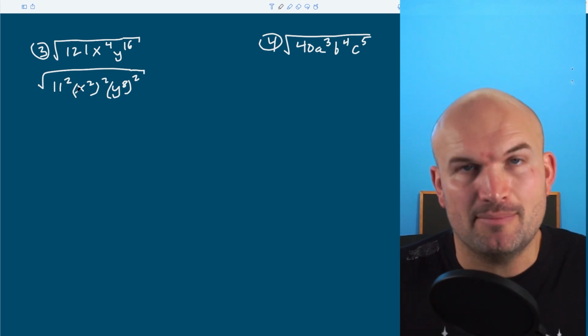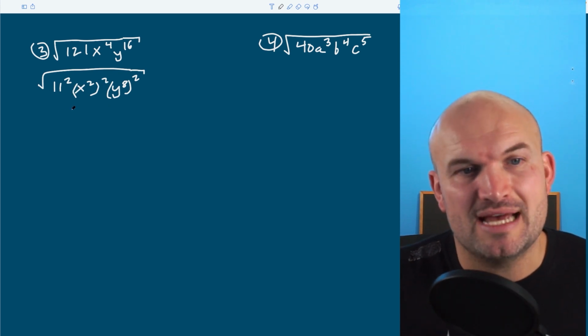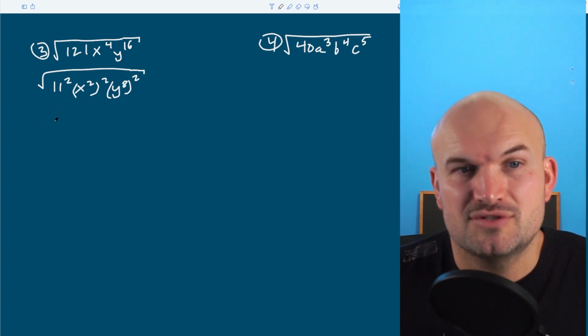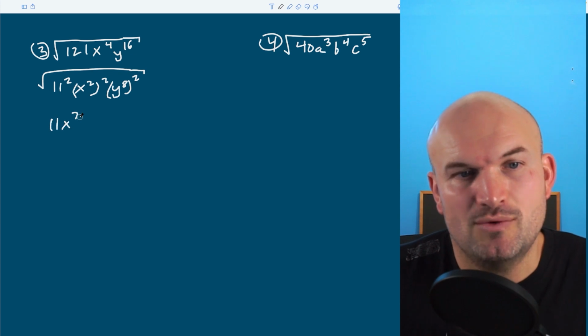Now I could break these up one by one, but I think now that you've seen my other two examples, you realize that I can take the square root of these just kind of separately without writing them. So therefore, I'll be left with 11x squared y to the 8th.